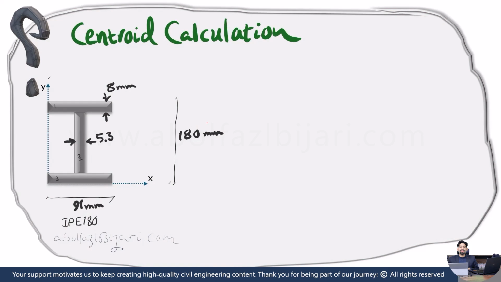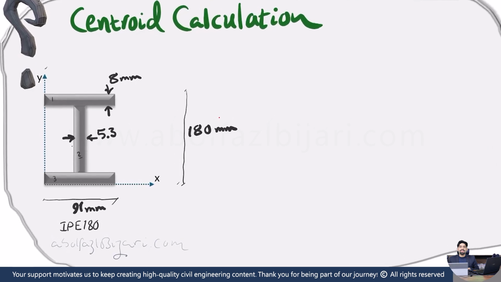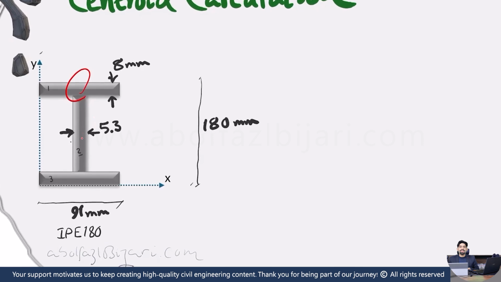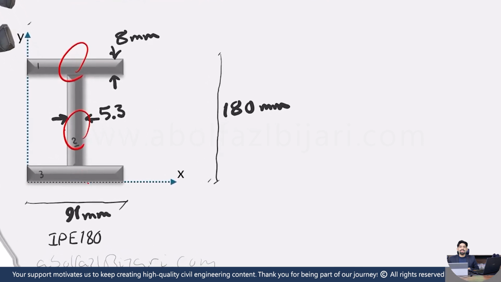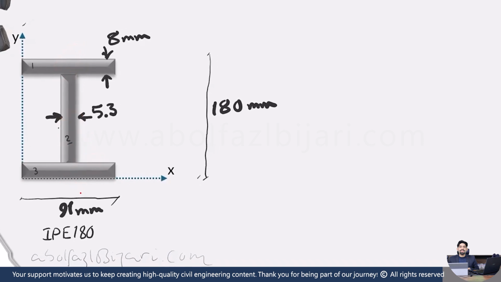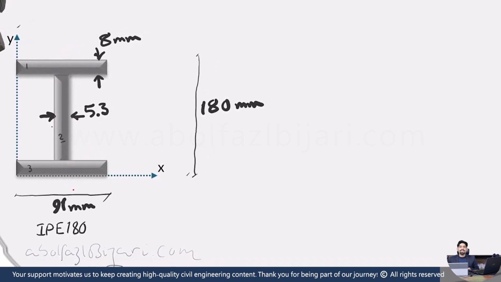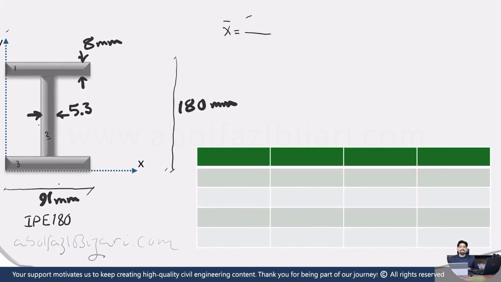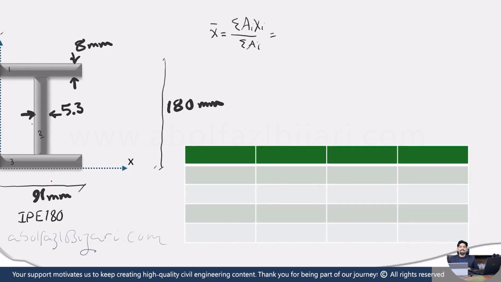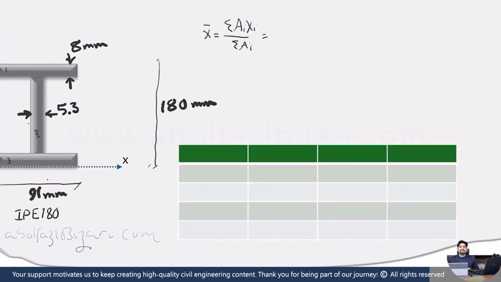We split the section into three parts, as you see. The first one is the top flange, the second one is the web, part 2, and the third one is the bottom flange. So we build the table from scratch. Part 1 is the top flange, the second one is the web, and the third one is the bottom flange. We write the formula from the last video.